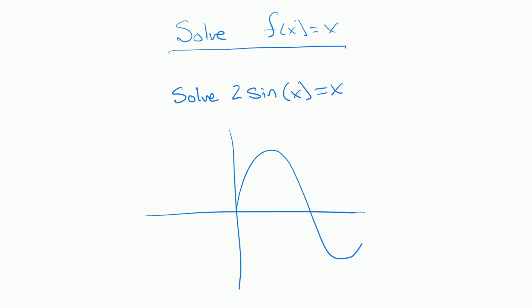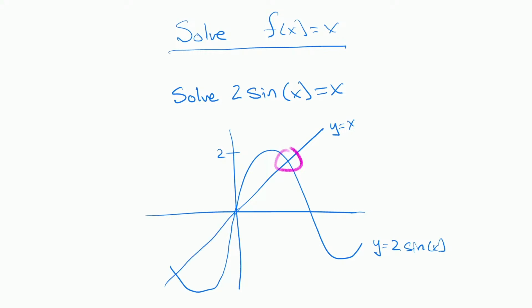It goes up to 2. So this is y is equal to 2 sine of x. And then here is y equals x. So what we're looking for is right here. Let me make it nice and bold there. Of course, you might say, well, that's not the only place where sine of x equals x. And sure enough, you're going to have another place down here somewhere. And of course, the origin is a place where sine of x equals x.